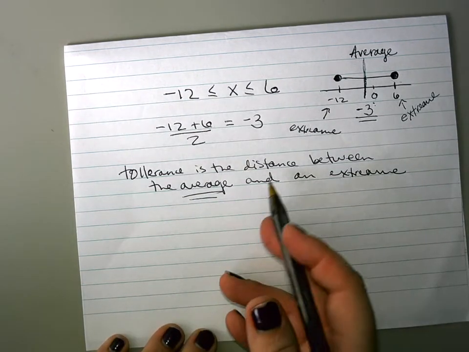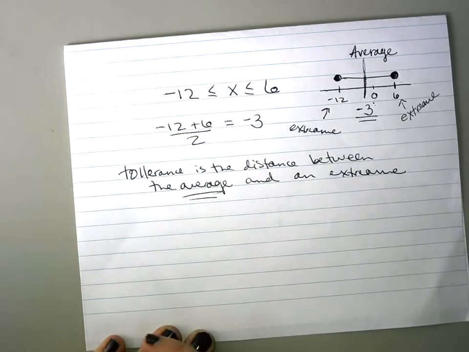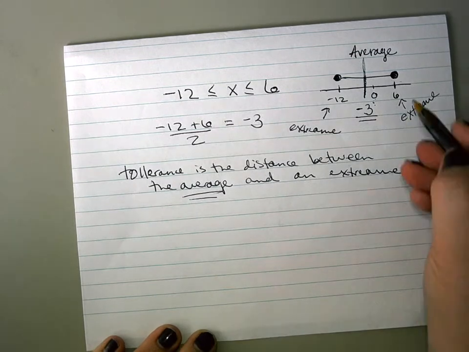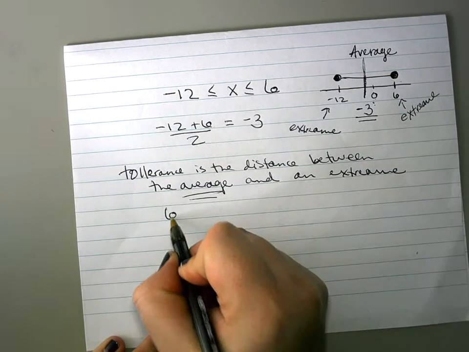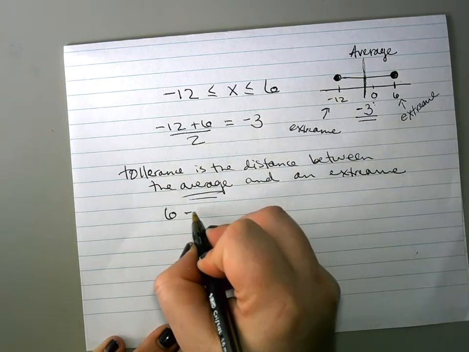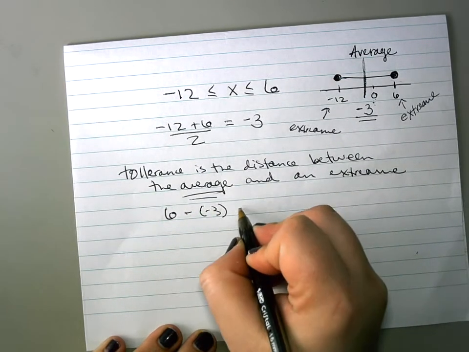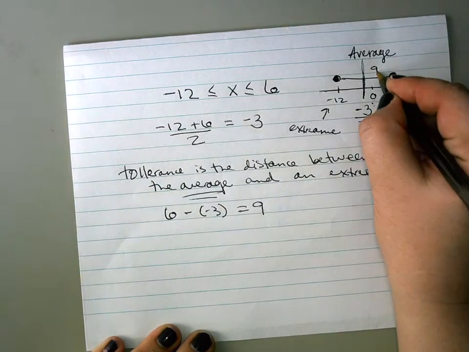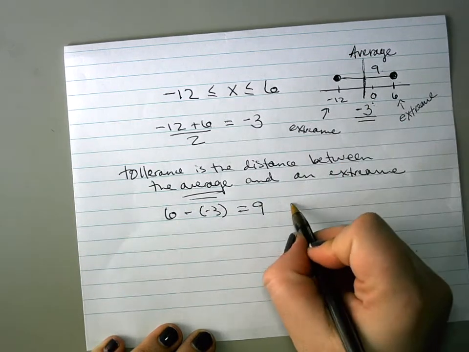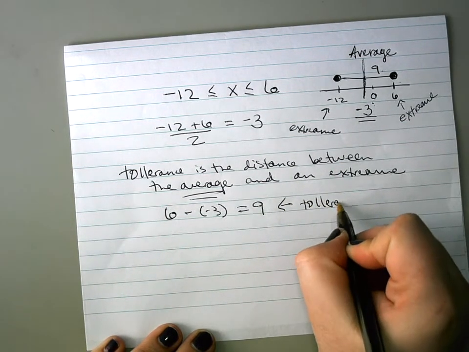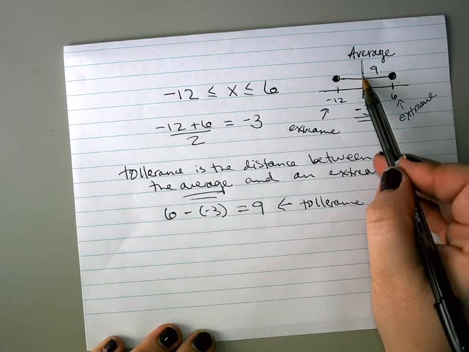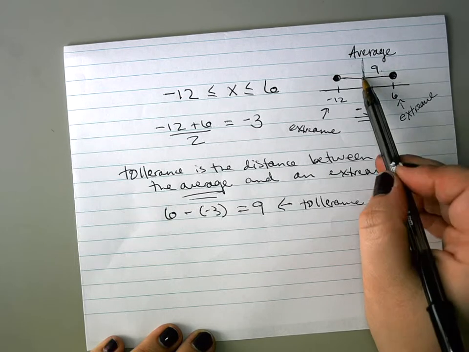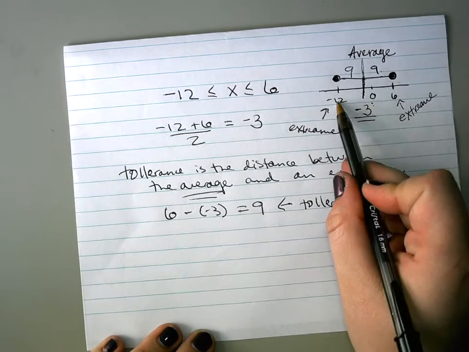So in order to find the distance, we need to take the difference. Now usually what we would do is we would take the absolute value of the difference of both numbers. But in this case, we're just going to take our extreme, that if we take the difference, it's a positive value. Now, it's to be expected that since we have a tolerance of 9 between -3, the average, and 6, we're also going to have a tolerance of 9 between -3 and -12.